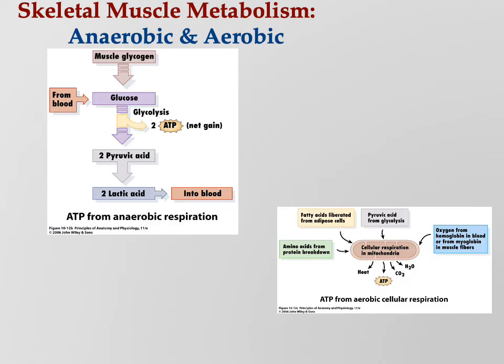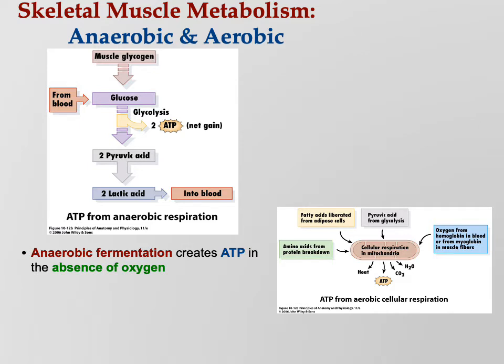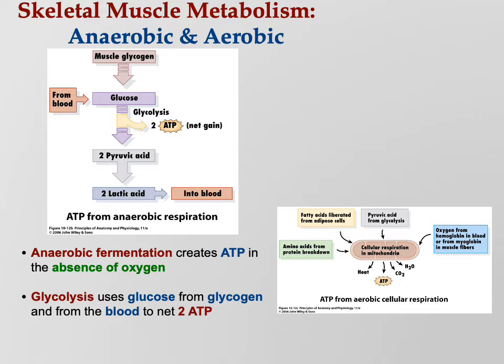So looking then at the other two systems here, anaerobic fermentation creates ATP in the absence of oxygen. So for a sudden sprint you can't get oxygen fast enough, okay? And so what you can do is use glycolysis, take glucose from glycogen and from the blood, and you get two ATPs. That produces pyruvic acid and lactic acid. Now, pyruvic acid can be pumped right into aerobic respiration, so that's good. But lactic acid has to be converted to pyruvic acid.